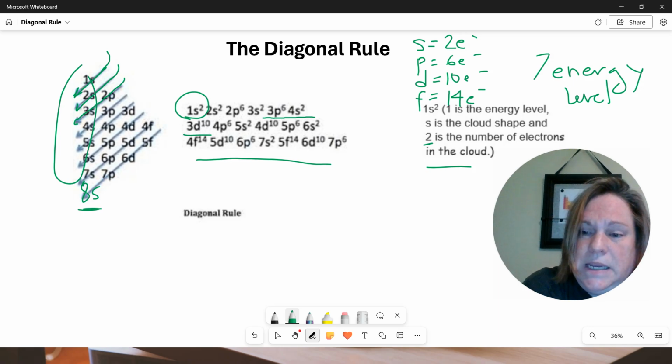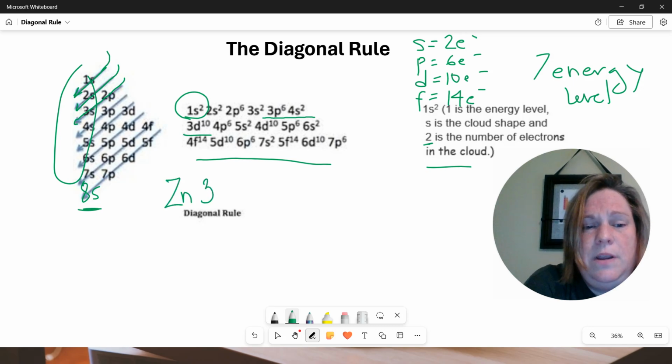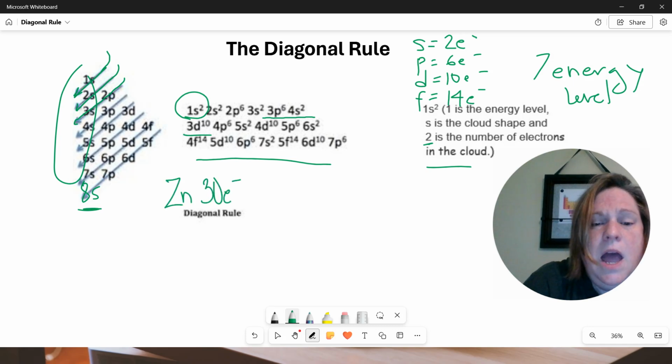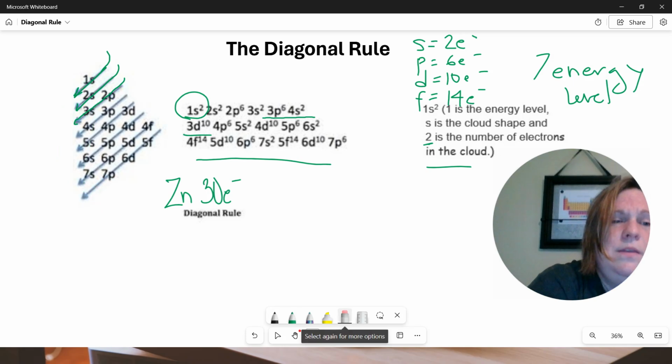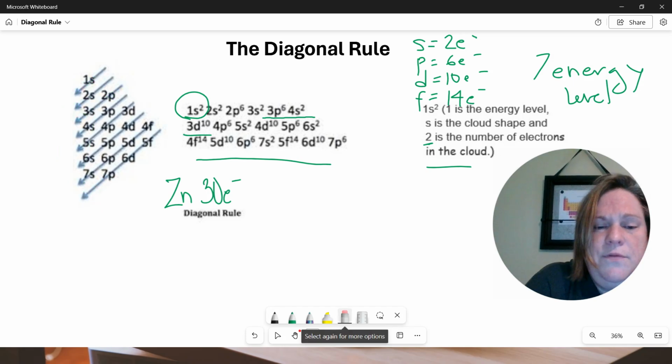Now, it's pretty easy to write the diagonal rule maybe on the side of your test, the side of your homework, to kind of keep track. I'm going to show you how to do that at the end, but let's just do an example. Let's do zinc, which has an atomic number of 30, so that means there's 30 electrons. I am going to fill up the diagonal rule, or the electron configuration, until I get to 30 electrons.